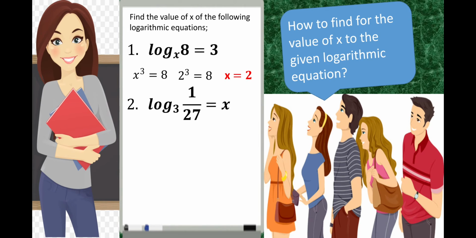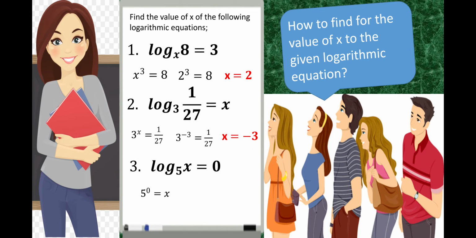For the logarithm of 1 over 27 to the base of 3 is equal to x. In exponential form, 3 raised to x equals 1 over 27. So what is the exponent of 3 to become 1 over 27? That's 3 raised to negative 3 is equal to 1 over 27. So therefore, x is equal to negative 3. Then we have log of x to the base of 5 is equal to 0. In exponential form, that is 5 raised to 0 is equal to x. So therefore, x is equal to 1. That is 5 raised to 0 is equal to 1. That is, the logarithm of 1 to the base of b is also equal to 0.